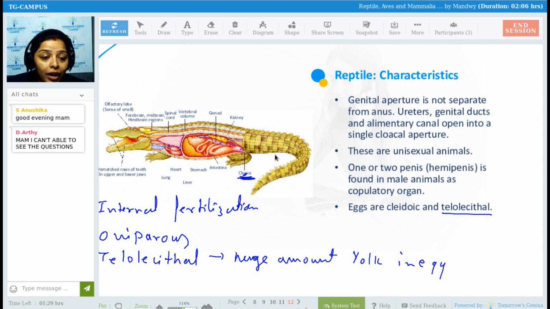Okay, the eggs produced by the reptiles are covered by a hard covering, which is called a shell. Okay, and the shell is made up of calcium carbonate. As the eggs have a hard covering of calcium carbonate, it is called cleidoic. An egg with a hard shell is called a cleidoic egg.